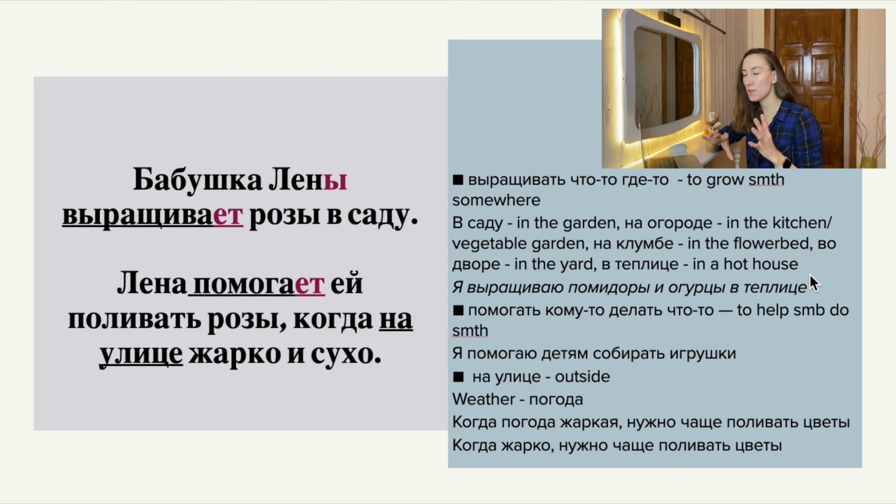So let's change the context of this sentence and say that Helen's granny grows vegetables in a hothouse or in the yard. Бабушка Лены выращивает розы на клумбе. Helen's grandmother grows roses in the flower bed.